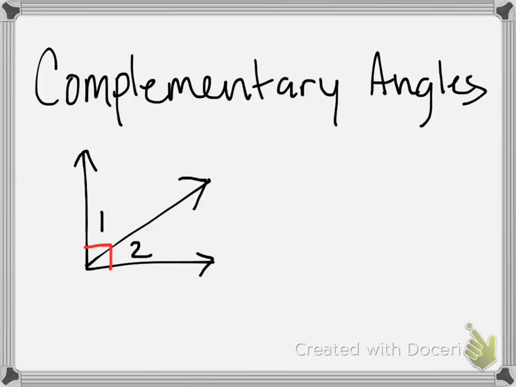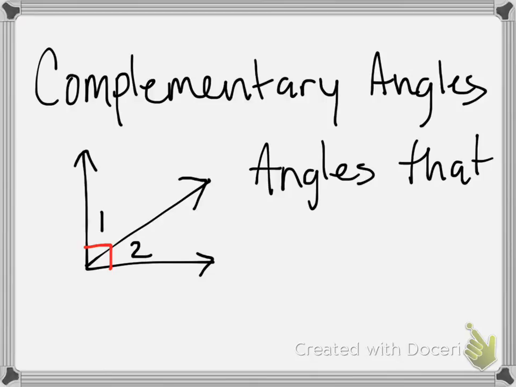Alright, hopefully you had enough time to talk about it. If not, you can pause the video and have some more time to talk about it. But complementary angles are simply angles that when you combine them, and by combine I mean add them together, they have a measure of 90 degrees. Okay, so complementary angles, if we write that down, are angles that add up to 90 degrees.